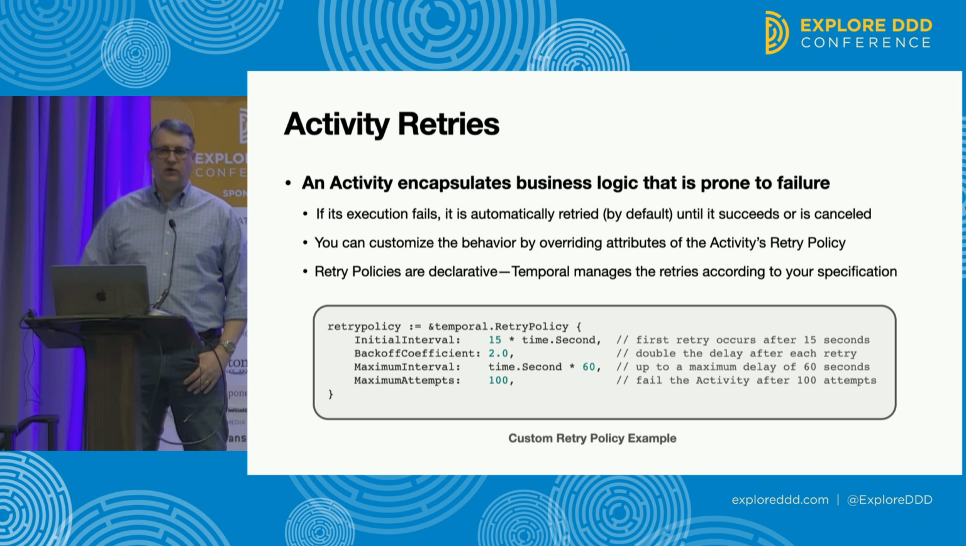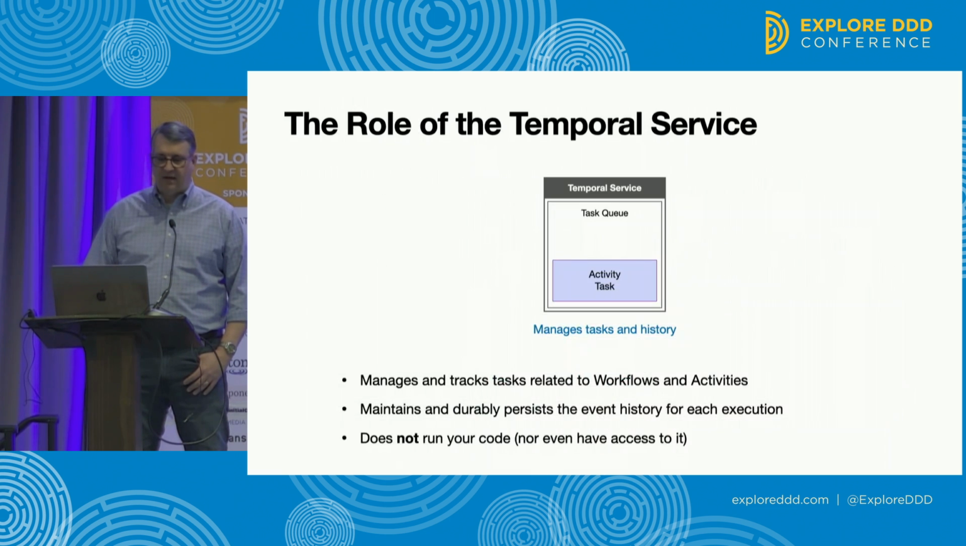This is declarative. You don't have to write your own code, your own for loops, and your own timers to manage the timeouts. It's all done for you. You just say what it is you want. So here's an example where we say, for the first retry, we'll wait 15 seconds, then we'll double it, and when we reach the maximum of 60 seconds, we'll stop there. Each subsequent retry will be 60 seconds, and we'll give up after 100 attempts instead of doing it forever and ever. So that's an example of how you can customize that behavior.